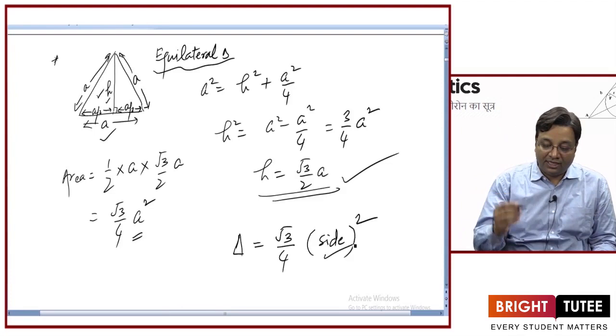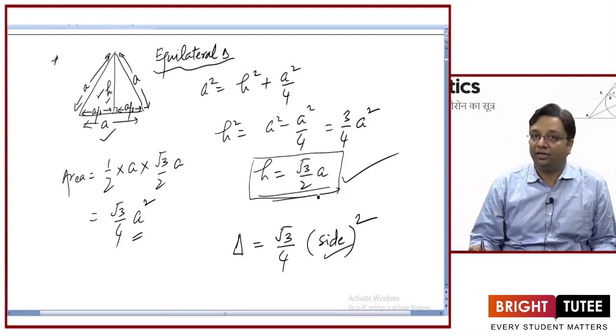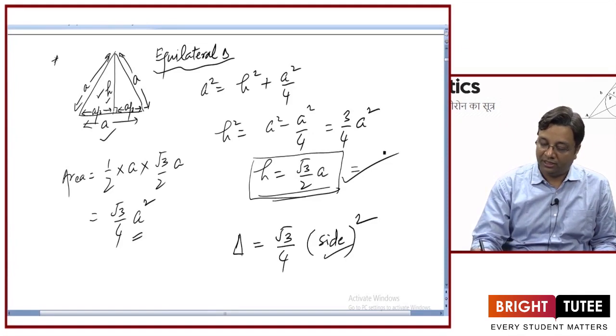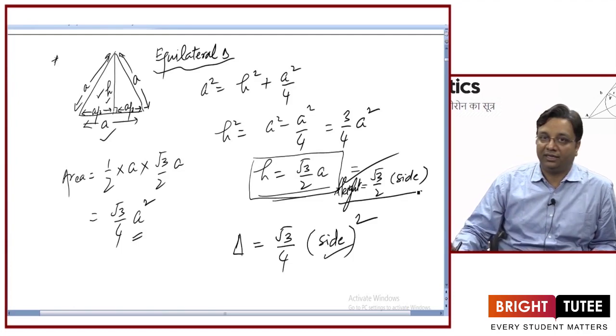So if I know the side, I can directly find the area, right. And if I know the side, I can directly find the height also, root 3 by 2 a, or you can learn it like this, root 3 by 2 into side is equal to height, right. We are talking about equilateral triangle here.